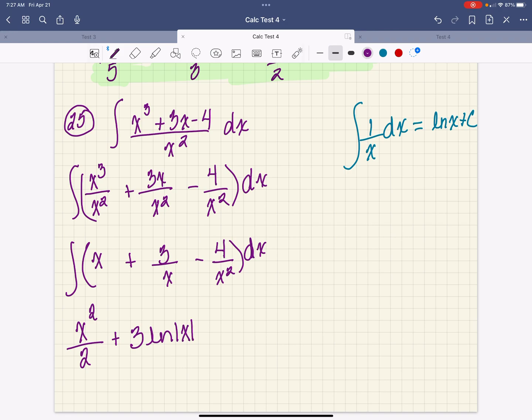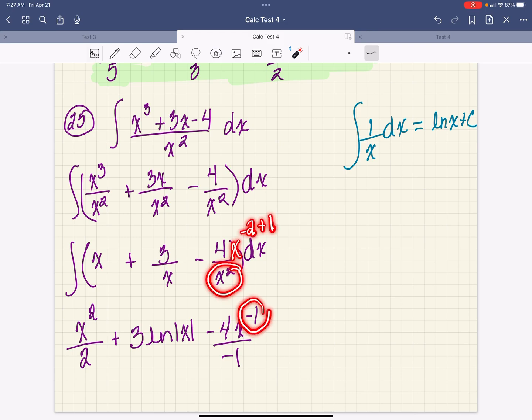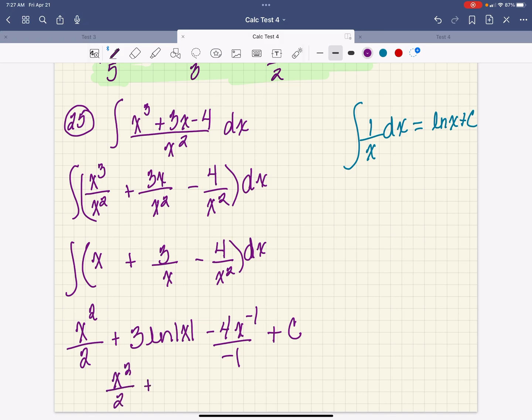And then we're going to have minus 4x to the -1 over -1. Okay, so just remember, this x squared is x to the -2. We added 1 to that. That's how we get our -1, and then we divide by our -1. And then this is an indefinite integral, so we have to have our plus c. So my final answer to this is going to be x squared over 2 plus 3 times the natural log of the absolute value of x plus 4 over x plus c. And that is my final answer right here.